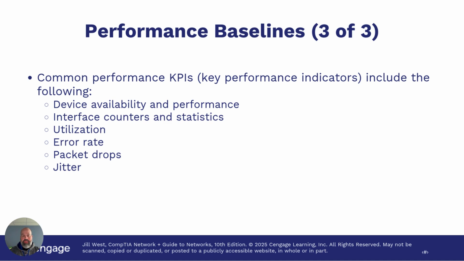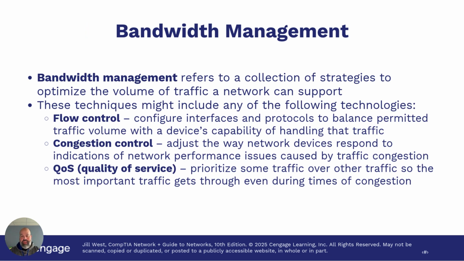Some common performance KPIs, which are key performance indicators, include device availability and performance, interface counters and statistics, utilization levels, error rates, packet drops, and jitter. These are the vital signs of your network. Think of them as like checking your car's dashboard. You've got the oil pressure, the engine temp, the fuel level, the speed. Each one of those metrics tells you something important about how your network is doing. If error rates spike or packet drops increase, it's time to investigate.